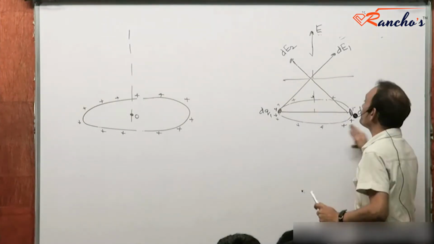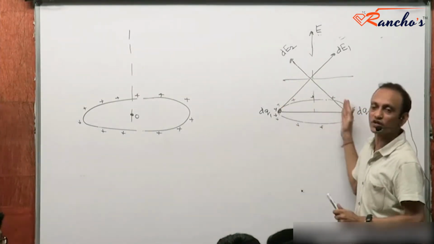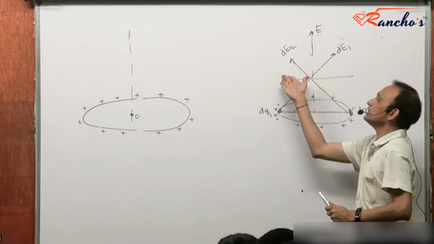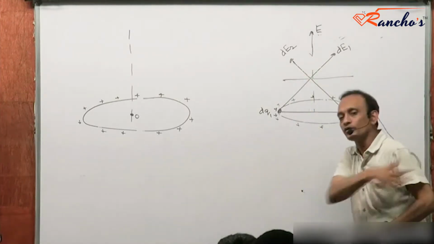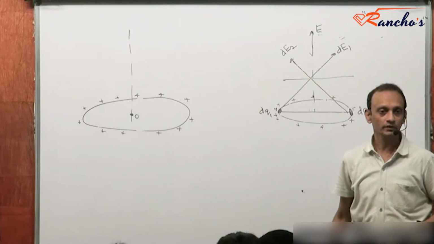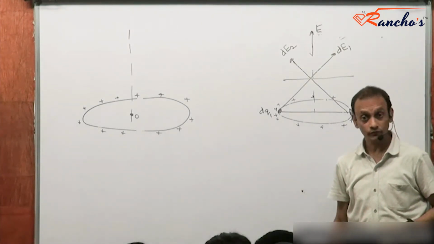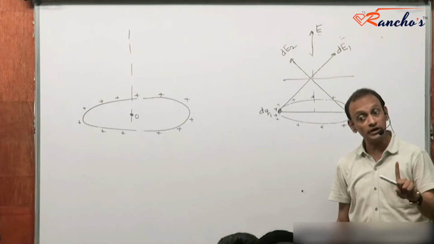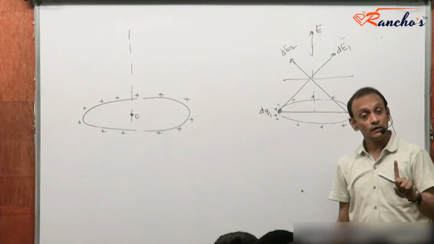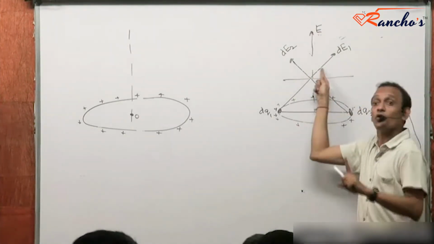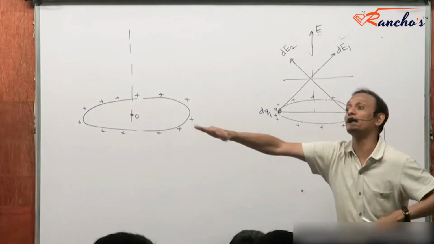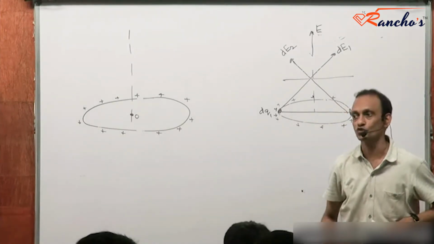But if there was uniform charge, there was no way to distinguish. The component of the electric field parallel to the plane of the ring would have gone into oblivion, would have vanished, right? So a non-uniform ring would have had a component of the electric field vertical, also a component of the electric field parallel to the plane of the ring, non-zero.